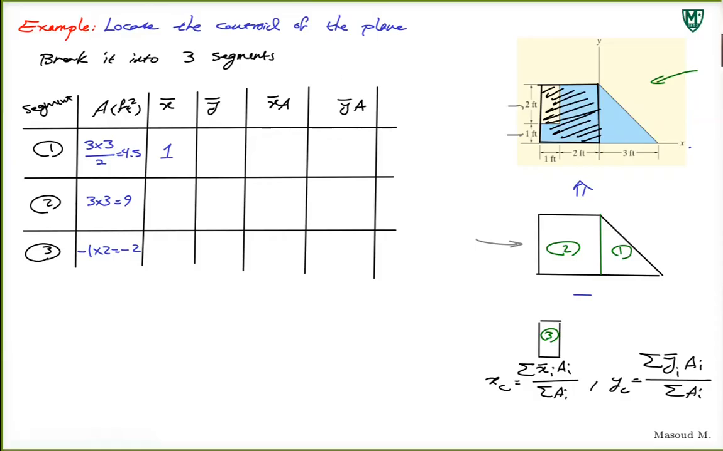All right. So where is the centroid? The centroid is somewhere here. Like this is a typical, I would say, rectangular form. So what is the X bar for this? What should I put here?